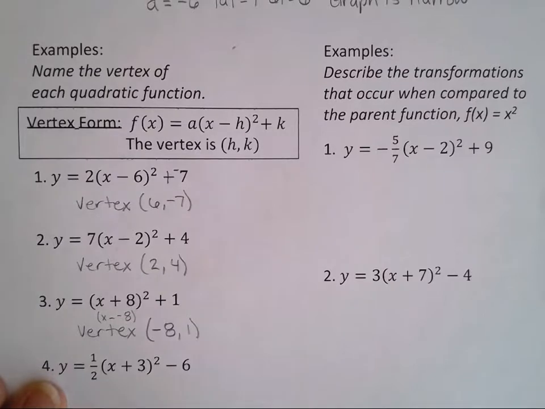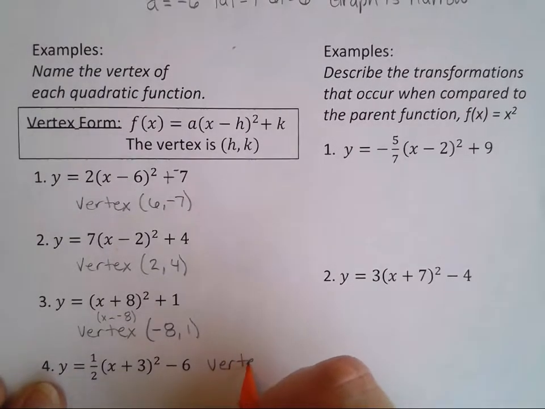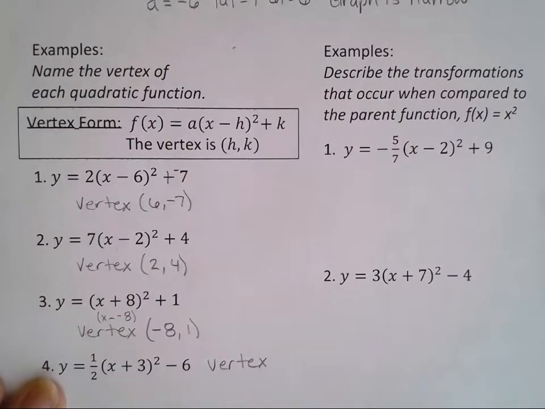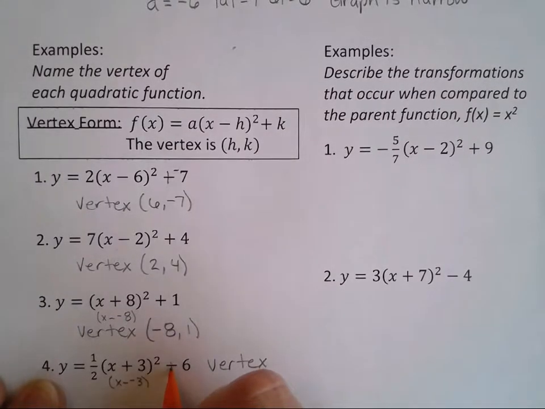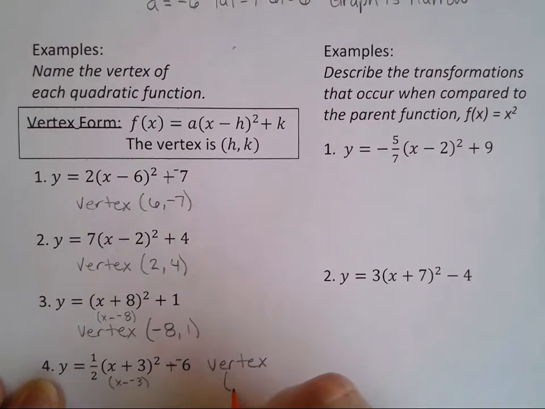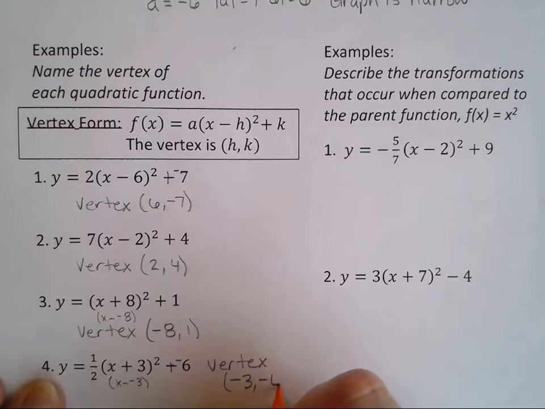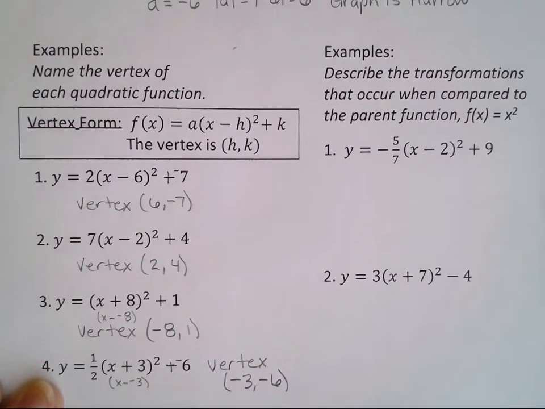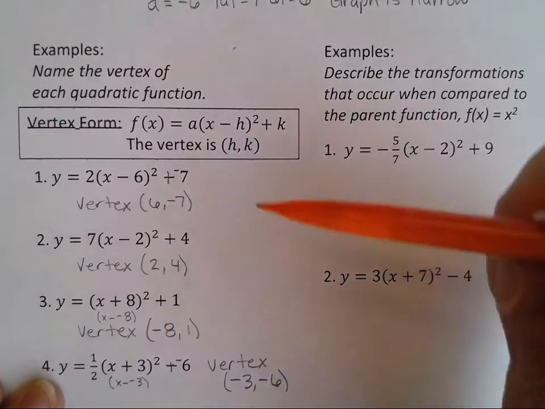Finally, number 4. We have our a times our x minus. In order to make this a minus, we'll say minus a negative. So our negative 3 is our h value. And then again, if you need to, say plus a negative to make it plus k. So our vertex will be (negative 3, negative 6). Be very careful with vertex form, especially when identifying your h.